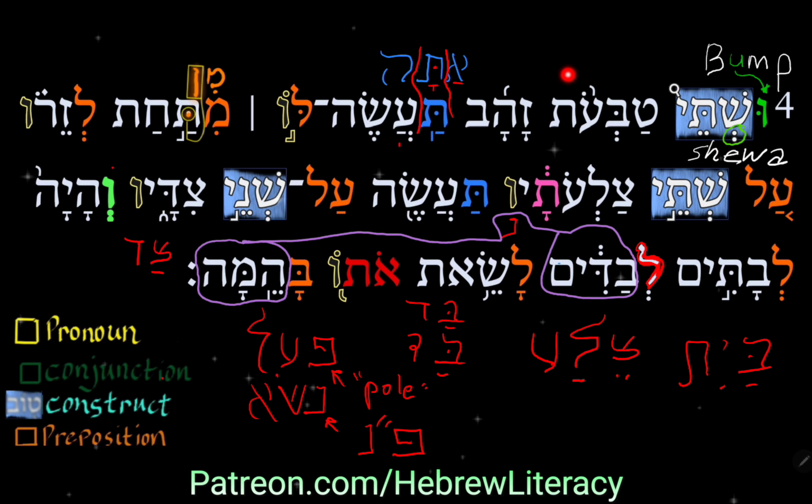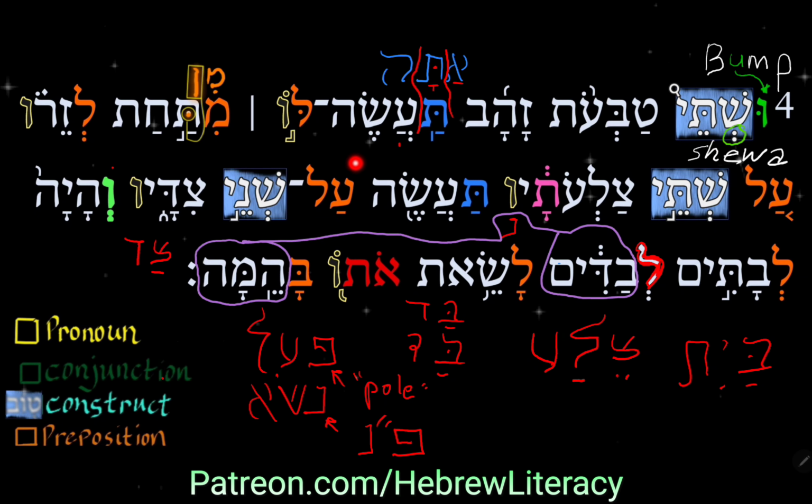Ush'tei tabot zahav. Now 2 rings of gold, taaseh, you shall make, lo, for it. Mitachat, lezeiro, from under its gutter. Some might say frame there. This kind of depends. With or upon, shtei zalotaiv, 2 ribs. I forgot I'm reading at normal pace, aren't I? That's fine. Maybe we need it one more time.